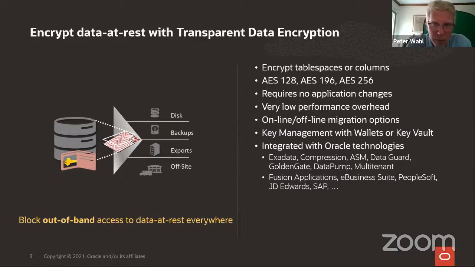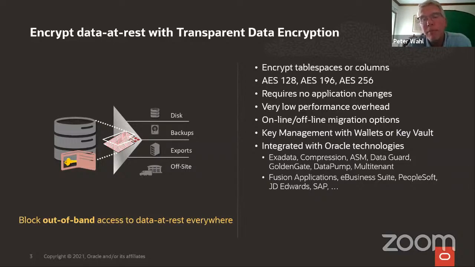When 10gR2 came out, that was a few months before PCI came out with their first data security requirements for the financial sector. We introduced TDE column encryption. TDE column encryption was in the beginning used to encrypt credit card number columns, or social security or driver license numbers, addresses, first names, last names, all these things. But there were a few limitations.